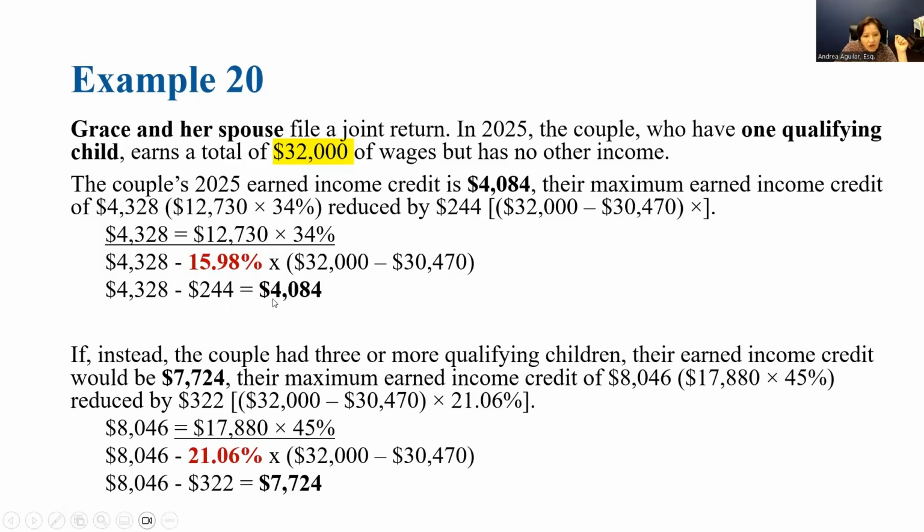income credit of $4,084. Okay, so we are reducing our maximum earned income credit by this amount that we calculated here, and that will give us an earned income credit of $4,084. Now let's look at another example. Instead, the couple had 3 or more qualifying children. Their maximum earned income credit is $8,046. Okay, so we start there.